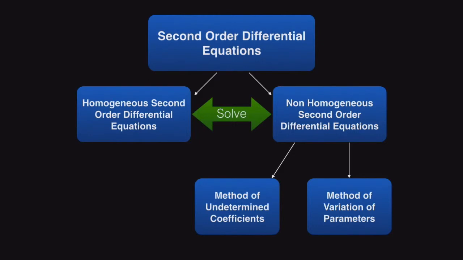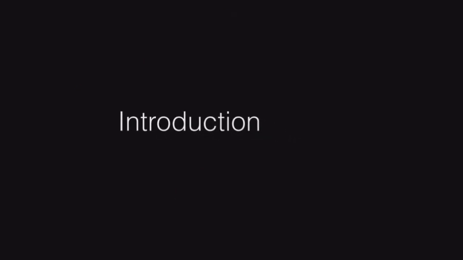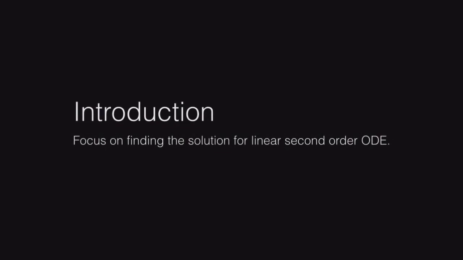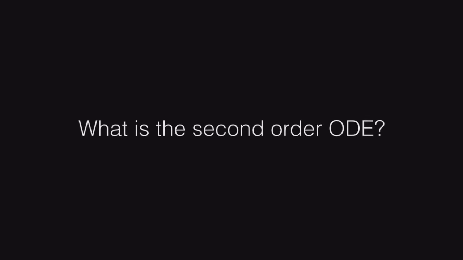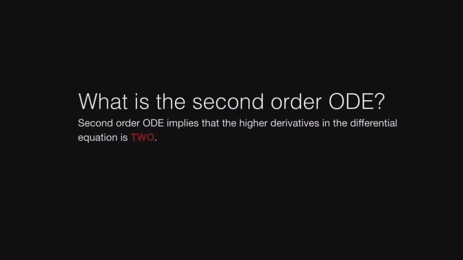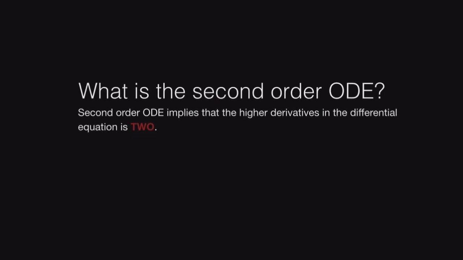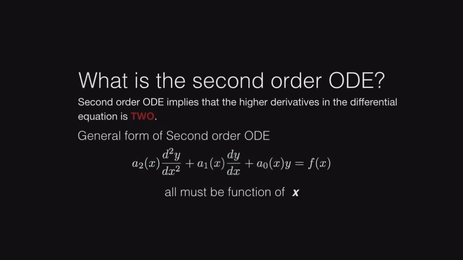Alright, first of all, we're going to talk about some details. What is the linear second order ODE? This is the first question to ask yourself. Based on our understanding, for a second order ODE the highest derivative must be 2. So this is the general form of the second order ODE.